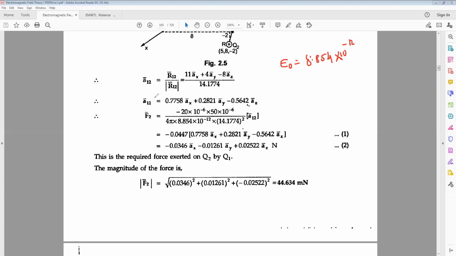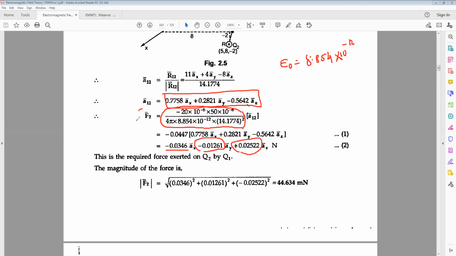So for A12, you can multiply this total function with AX, AY and AZ. This total value you can find by using your calculator and multiply with 0.7758. You get minus 0.0346. And the total value you can multiply with 0.2821 is minus 0.01261, and the total value of this, multiply with minus 5.5642, you'll get plus 0.02522 AZ bar. Okay, that is F2 bar.